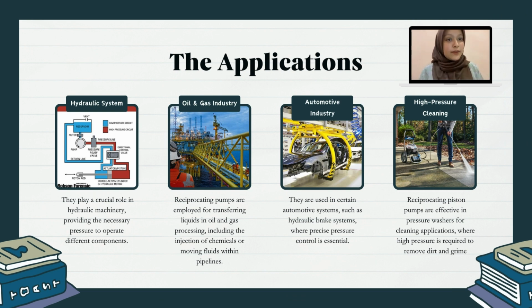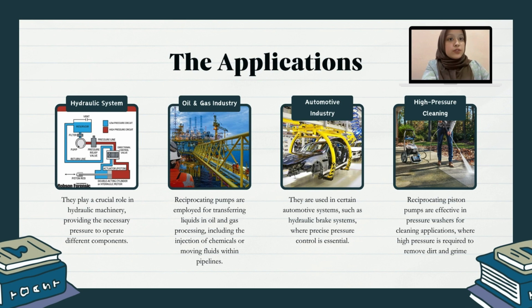Assalamualaikum and hello everyone. My name is Nur Safia Nabila and today I'll be presenting about the applications of the reciprocating piston pumps. Even though there are many types of applications in the industry, today I'll only be talking about four of them. Firstly, the reciprocating piston pump is used in hydraulic systems. It plays a crucial role in hydraulic machinery, providing the necessary pressure needed to operate different components.